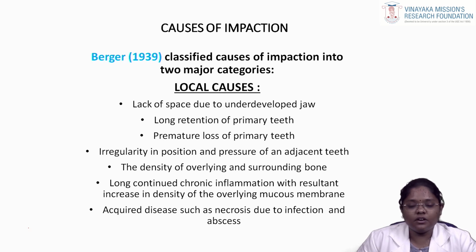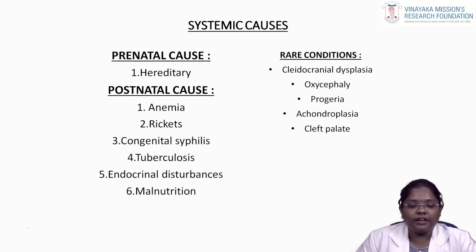and systemic causes. Local causes come under lack of space due to underdeveloped jaw, long retention or premature loss of primary tooth, irregularity in position and pressure of adjacent teeth, the density of the overlying and surrounding bone, long continued chronic inflammation with resultant increase in density of the overlying mucous membrane, acquired diseases such as necrosis due to infection and abscess. Systemic causes can be classified into prenatal causes, postnatal causes and rare conditions.